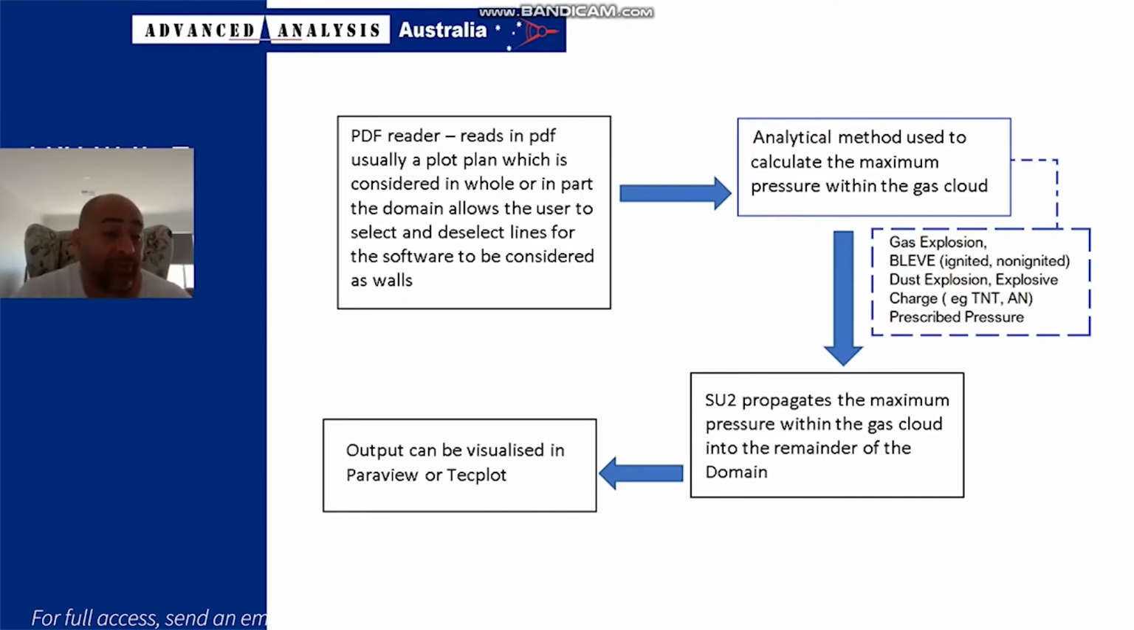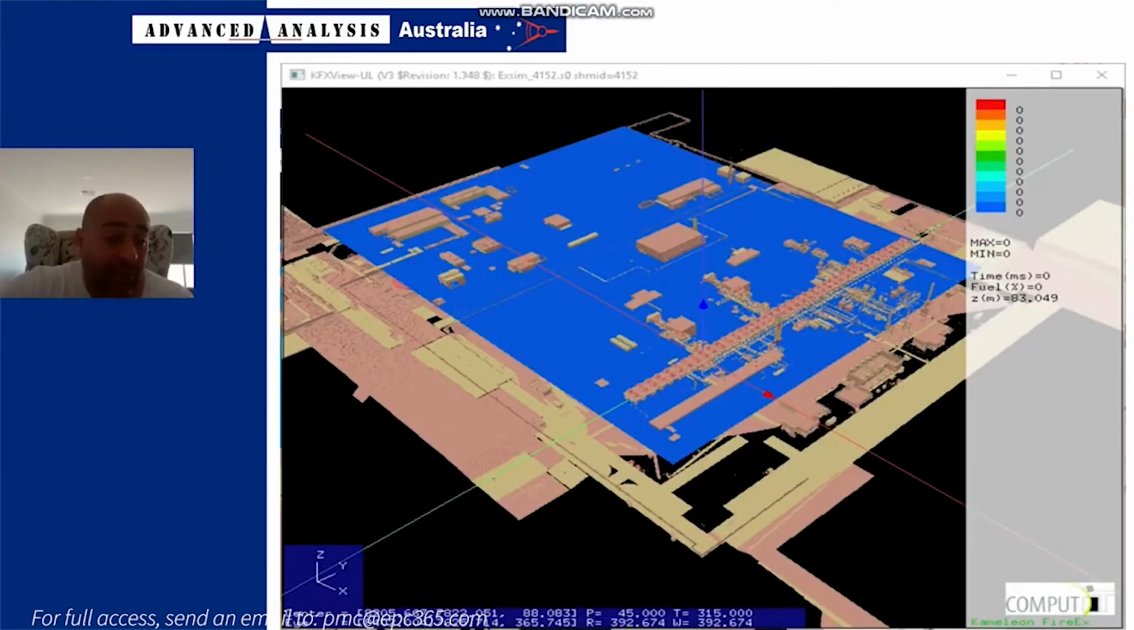And then the output is visualized with PowerView, a very powerful visualizing tool that shows you exactly how your explosion is interacting with the rest of the domain. Let's talk about gas explosions.